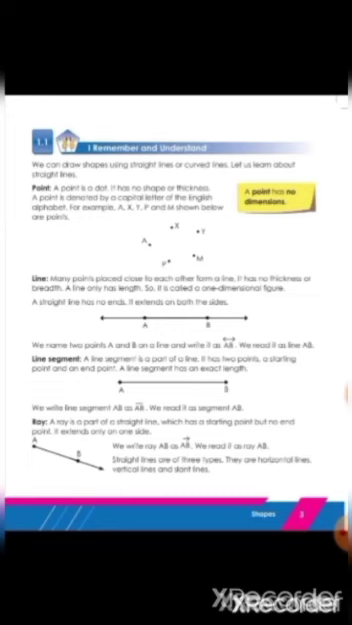Come to line. When we place many points close to each other, they form a line. It has no thickness or breadth. A line only has length. So it is called a one-dimensional figure. A straight line has no ends. It extends on both the sides. We name 2 points A, B on a line. We write it as line AB and we read it as line AB.